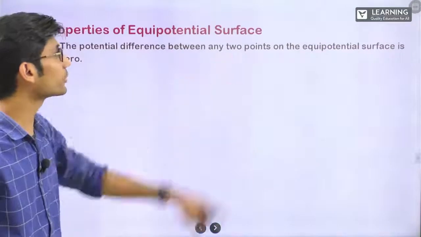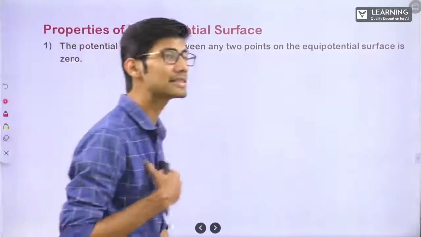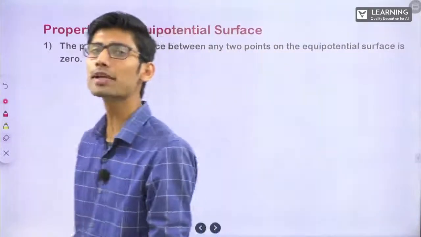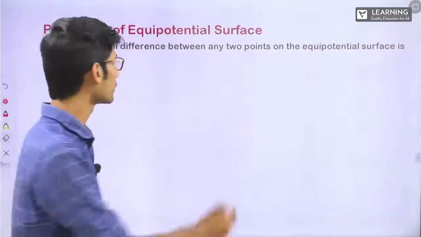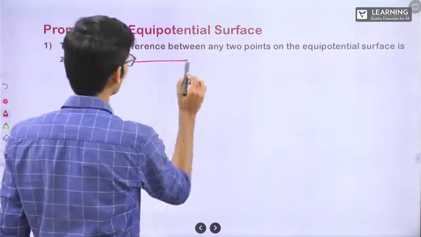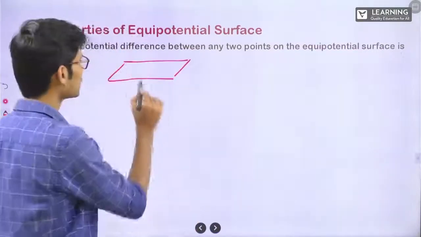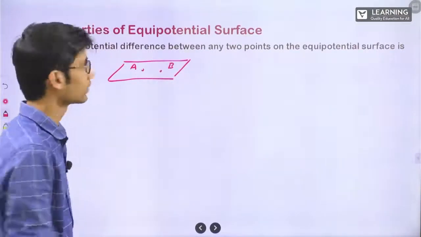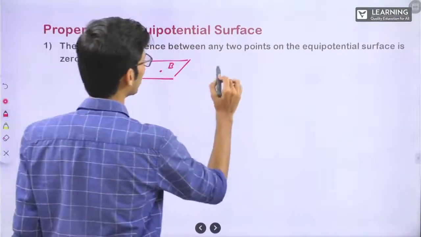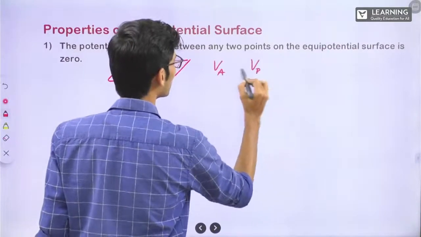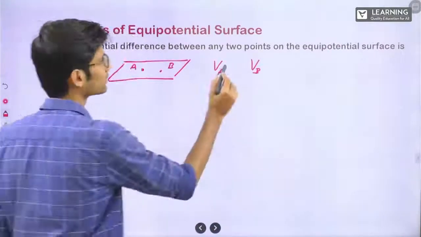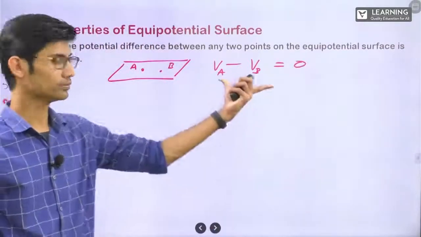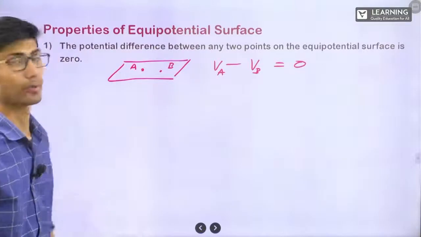The potential difference between any 2 points on the equipotential surface is 0. Right? Why? Because the potential at each and every point is the same. So if you take the difference, it will be 0. If this is an equipotential surface, this is point A, this is point B. Potential at A will be VA, potential at B will be VB. Since it is an equipotential surface, both VA and VB will be the same, so this difference will come as 0. Clear? This is the first property.